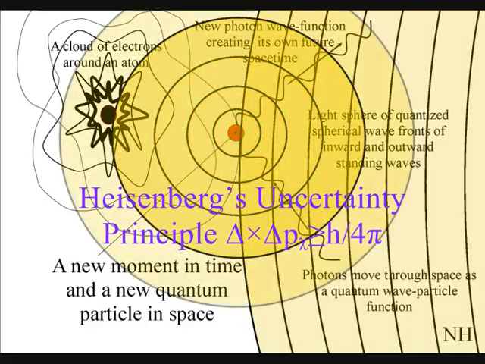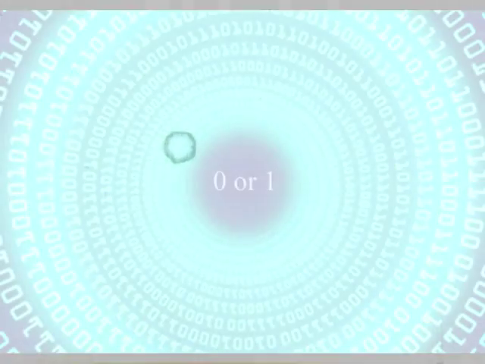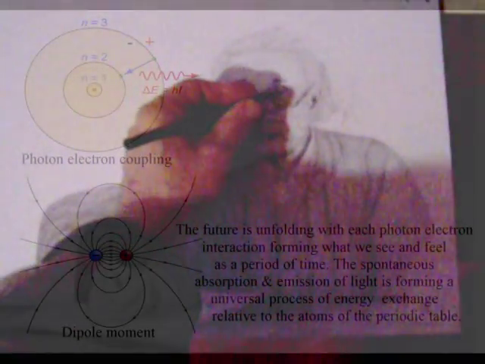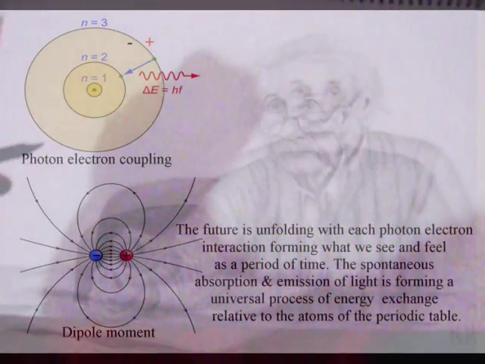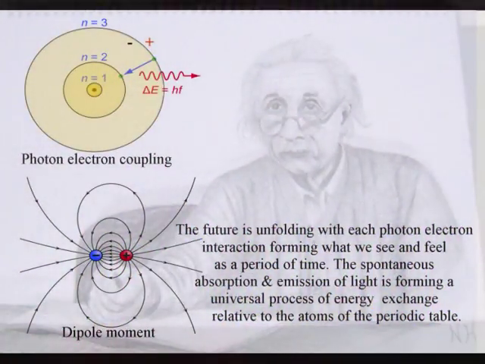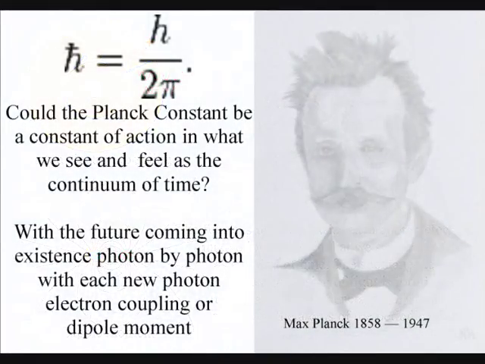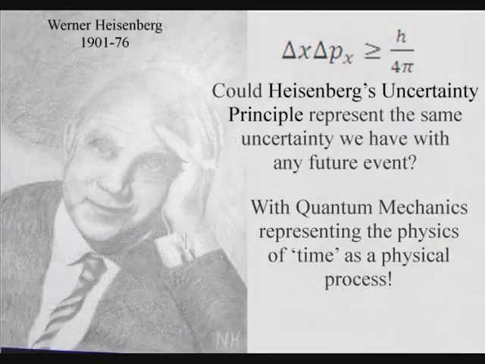The wave-particle duality of light is acting like the bits or zeros and ones of a computer. This forms a blank canvas for life to form its own future, relative to its position and the energy and momentum of its own actions. At the smallest scale of this process, the Planck constant of quantum mechanics represents a constant of action in the geometrical process that we see and feel as the passage of time, with the uncertainty of everyday life being represented mathematically by Heisenberg's uncertainty principle.